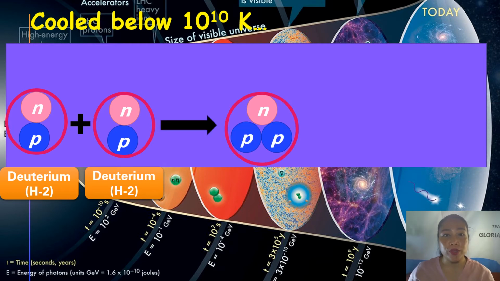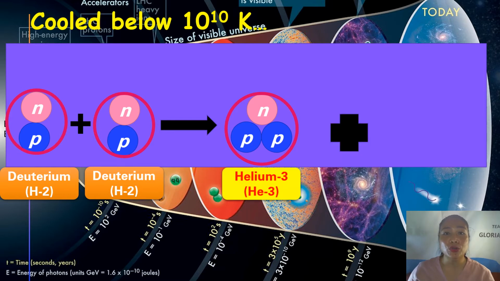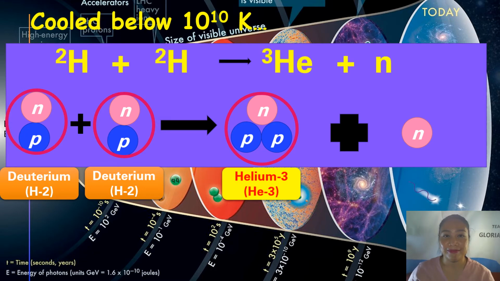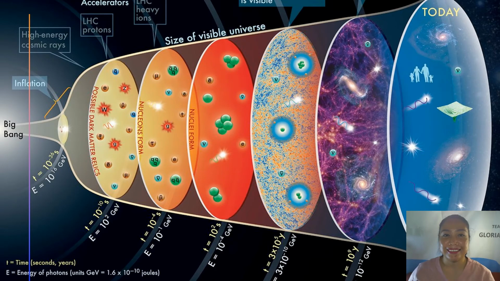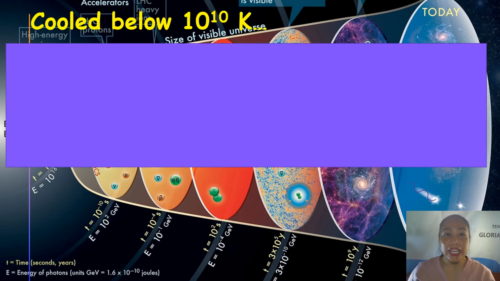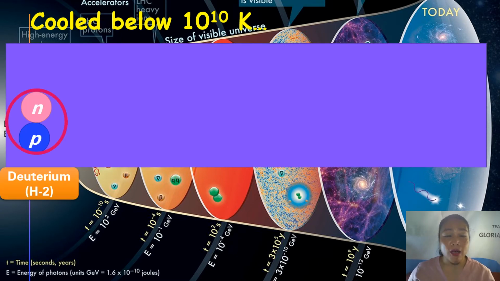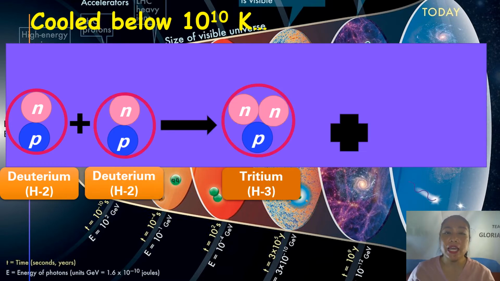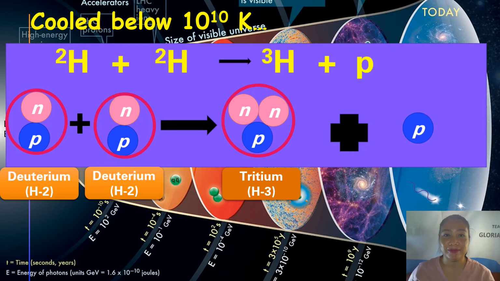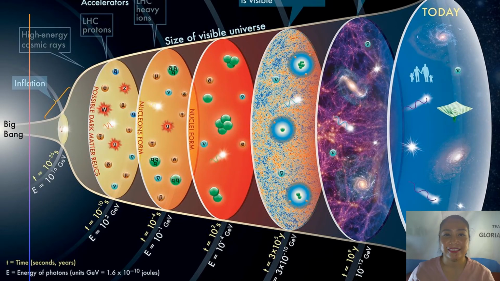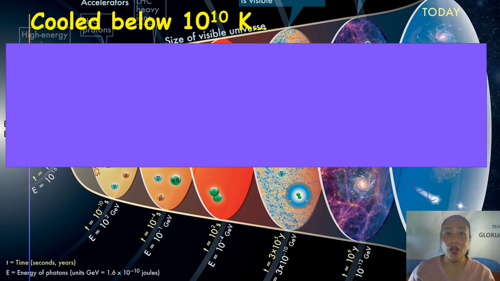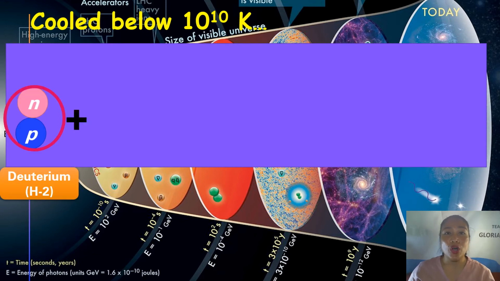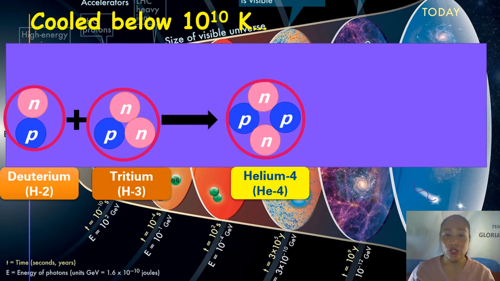Helium-3 was formed from the fusion of 2 deuterium nuclei and a release of a neutron. Tritium or hydrogen-3 was produced from the fusion of 2 deuterium nuclei and a release of a proton. Helium-4 was produced from the fusion of deuterium and tritium.